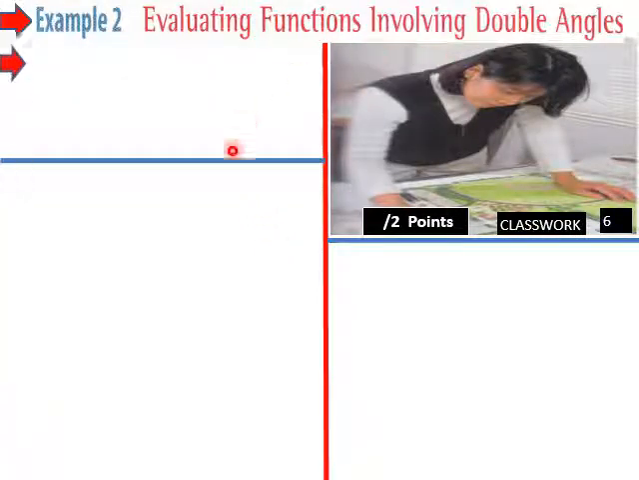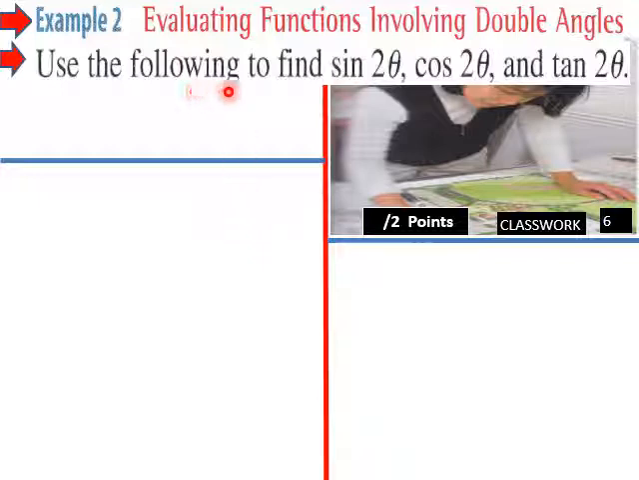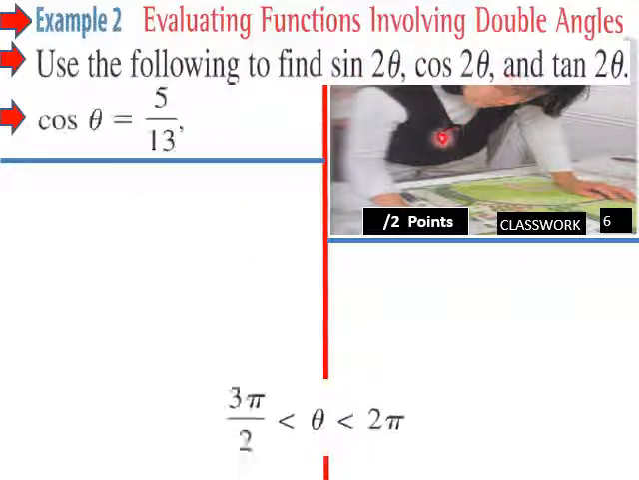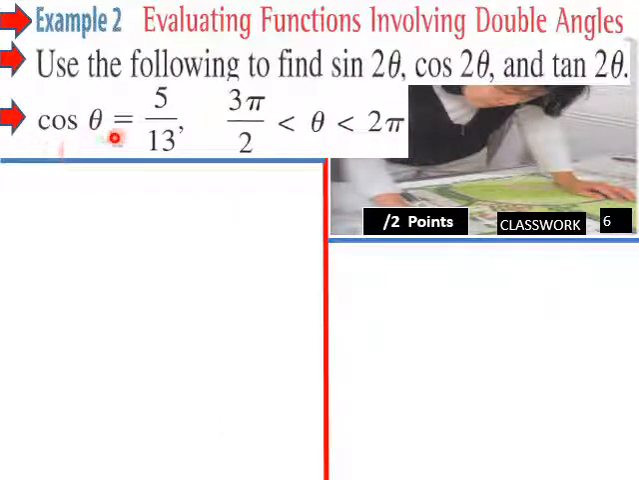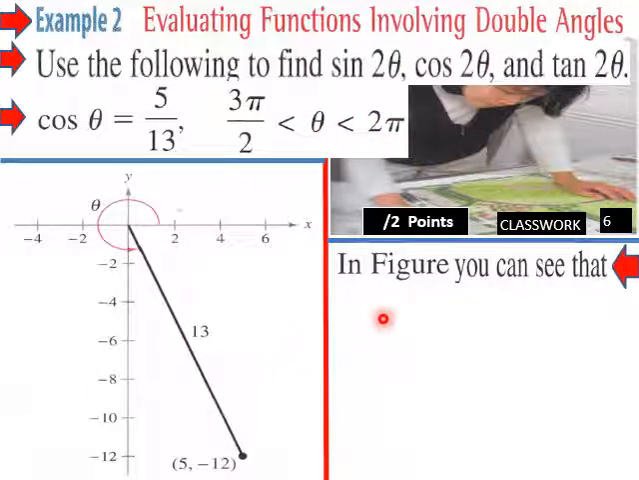Evaluating functions involving double angles. Use the following to find sine 2 theta, cosine 2 theta, and tan 2 theta. So cosine theta equals 5 over 13, and theta is in this interval, 3 pi over 2 less than theta less than 2 pi. So within that interval, which is this angle here, 3 pi over 2 is down here, then this is 2 pi.